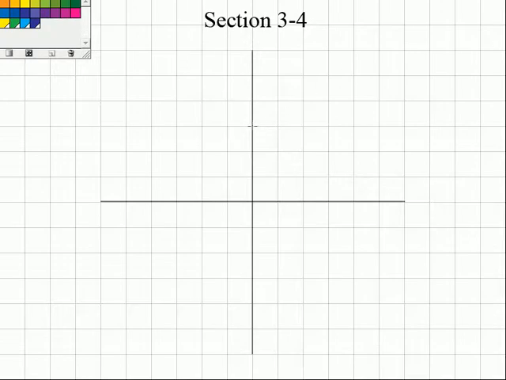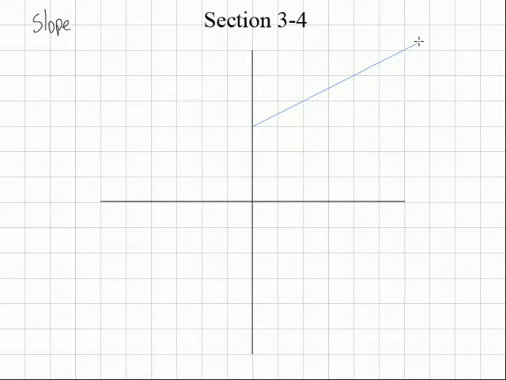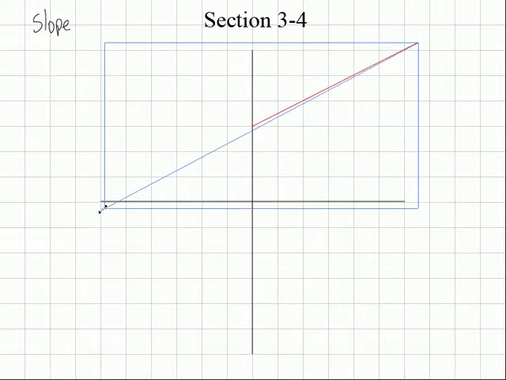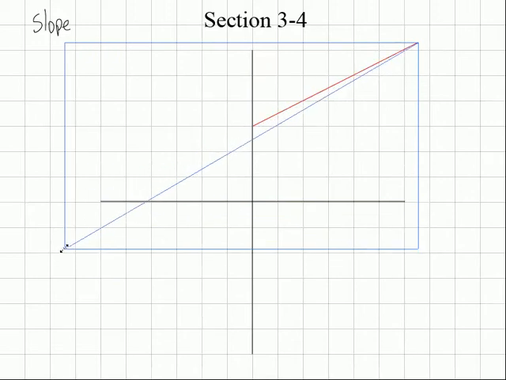I'm going to make a nice little line here, and let's go like this, and let's go like this. I don't know, just make it go all the way down here like that. Alright?